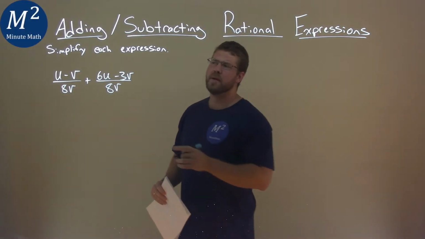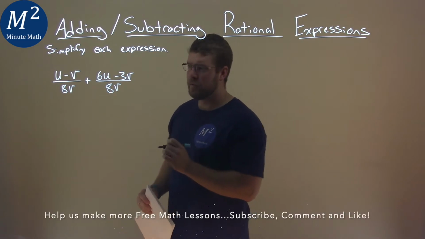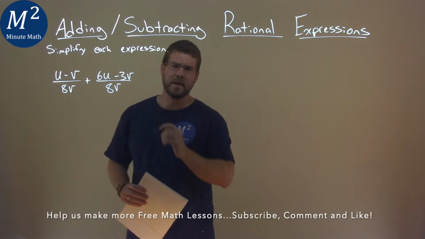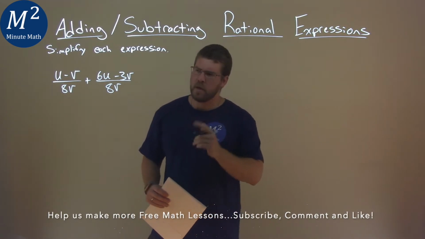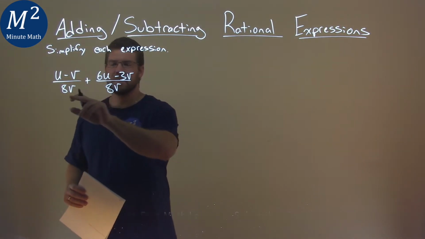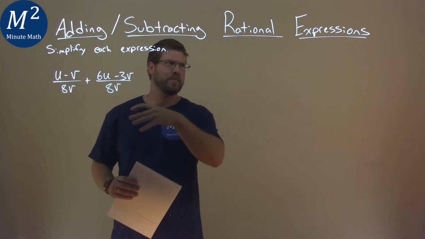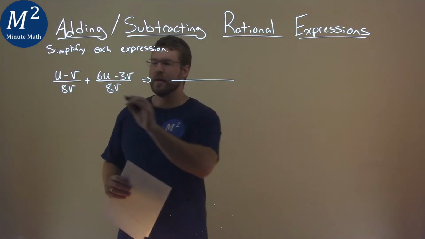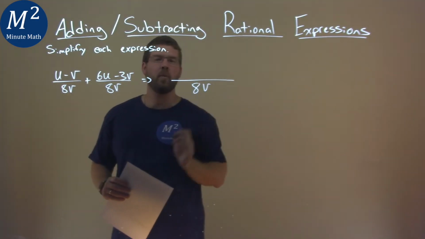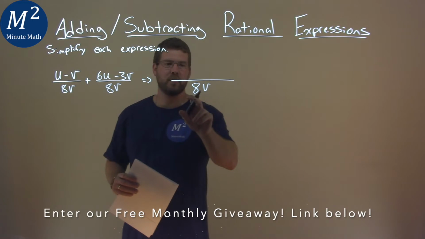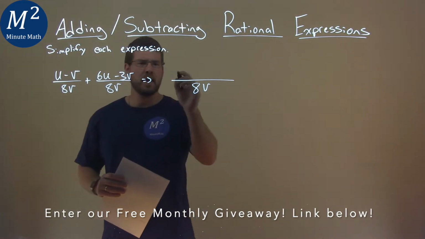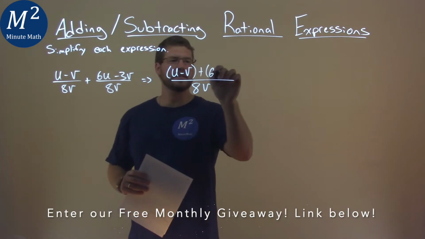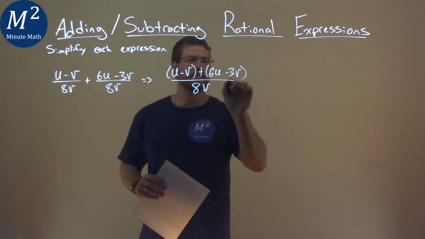We're given this problem right here, u minus v over 8v plus 6u minus 3v over 8v, and we've got to simplify this expression. Now notice we have the same base for each one of our rational expressions. Since they have the same base, we can add them under one big rational expression. We have an 8v still in the denominator, and to show it here, we have u minus v plus our 6u minus 3v.